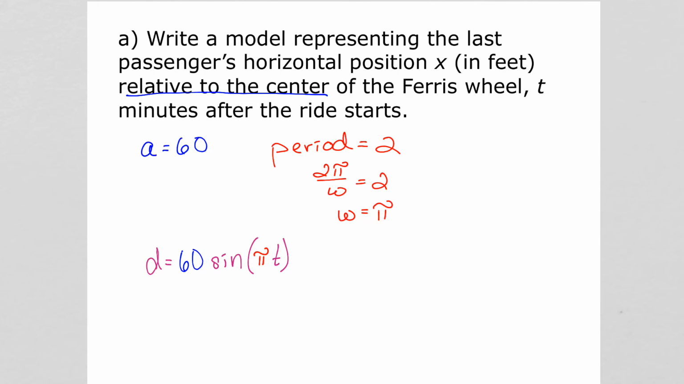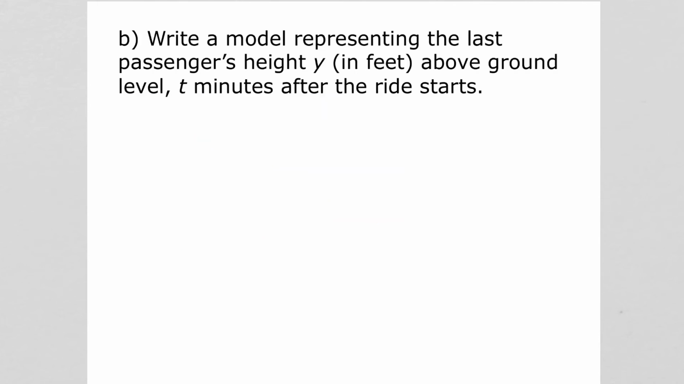Then for part B, we're going to look at it a little bit differently. For part B, it says, write a model representing the last passenger's height, y, in feet above the ground level, t minutes after the ride starts. So we want to think about how this person is the last person, because that would be when it actually starts going around, because if you've ever been on a Ferris wheel, you have to wait till everybody gets on, right? So we want to think about when this person is going to be at the bottom and where they're going to be at the top.